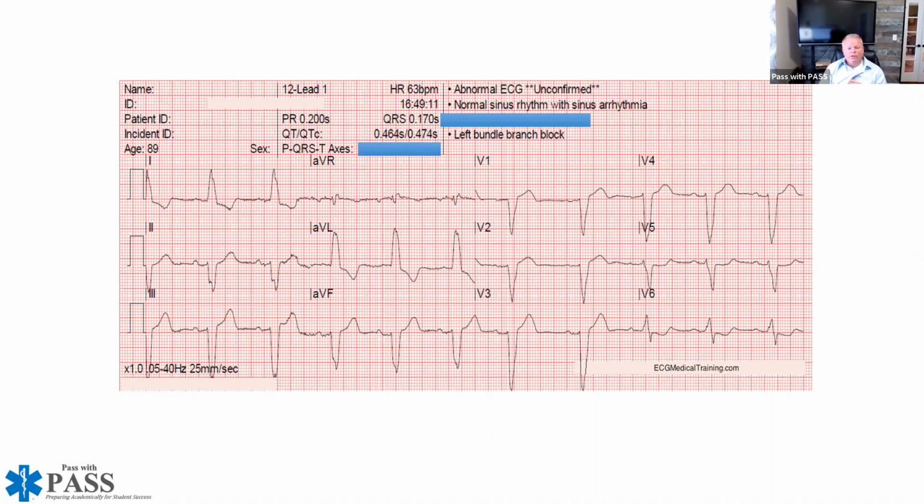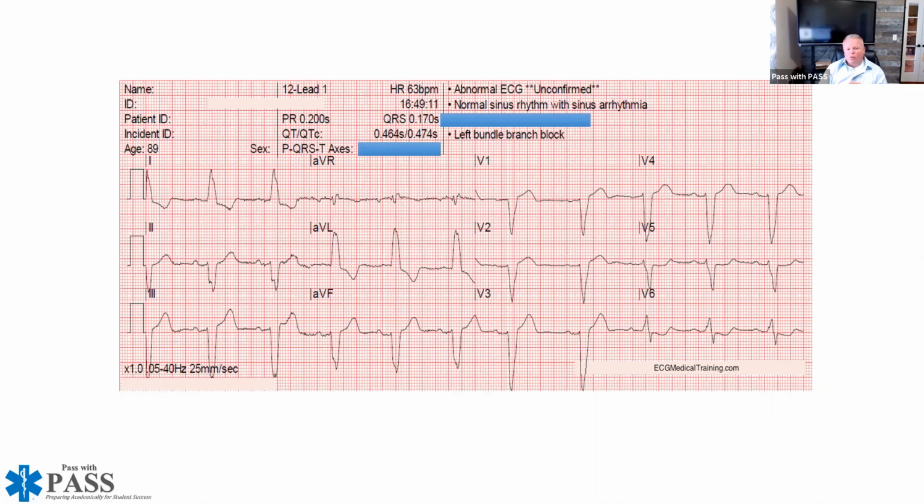So what we need to do now is look to see, using the hexaxial system, which one is equiphasic. And this one too is a little bit difficult. Let's look at 1. No. 2, I don't really think so. 3, no. And if you're like me, you're trained to not really even pay attention to AVR. But in this finding here, AVR is our equiphasic lead.